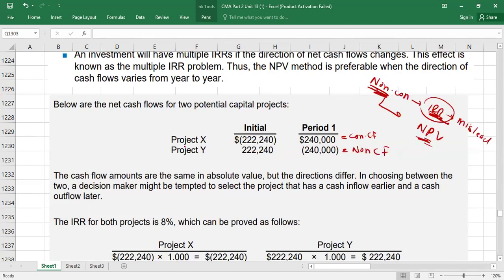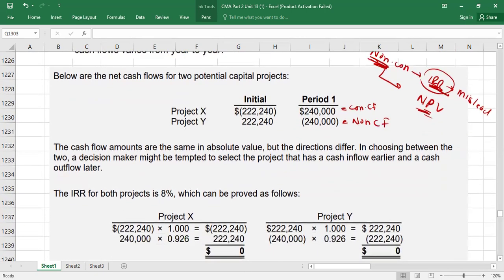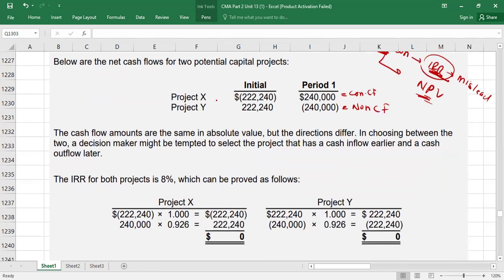So what will happen now? Here we have non-conventional cash flows. Suppose I calculate the IRR for both projects, and I'm assuming the IRR is 8%. For IRR, you need two NPVs, one positive and one negative, you know it. So let's assume we found the IRR as 8%. How am I going to prove that the IRR is 8% for these projects?